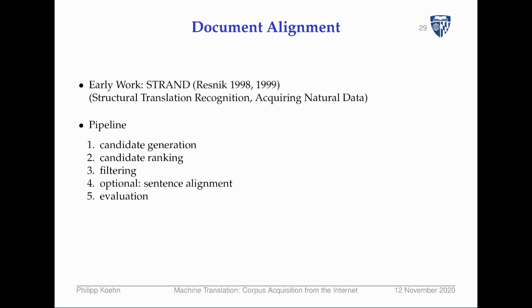This work goes back to over 20 years ago. There was a tool called STRAND, which stands for structural translation recognition for acquiring natural data, by researchers down the street at the University of Maryland. Their pipeline was candidate generation, candidate ranking, filtering, and then optionally also sentence alignment and evaluation.